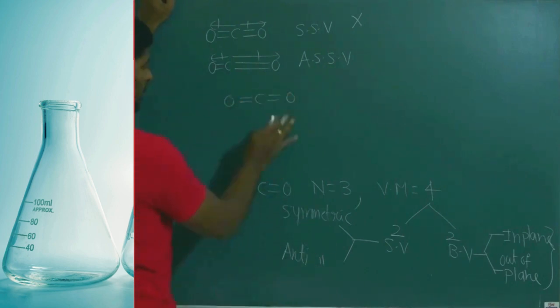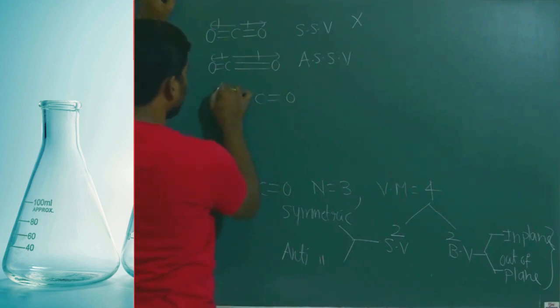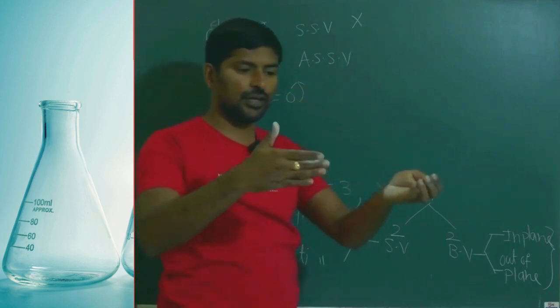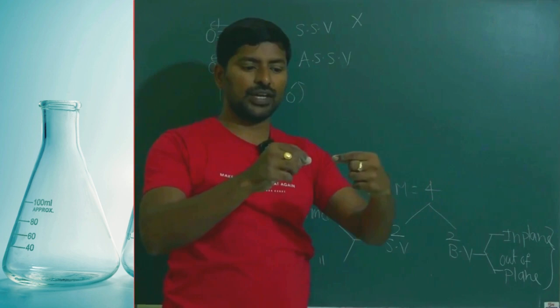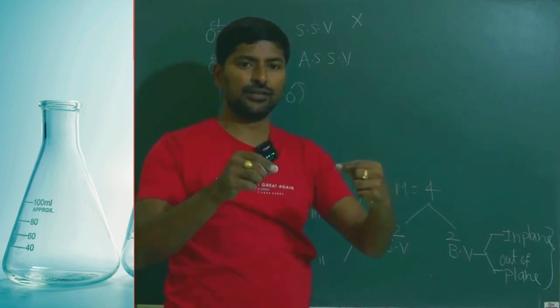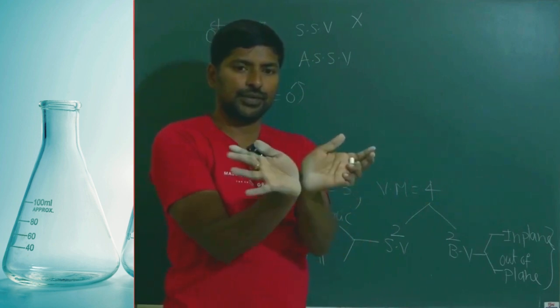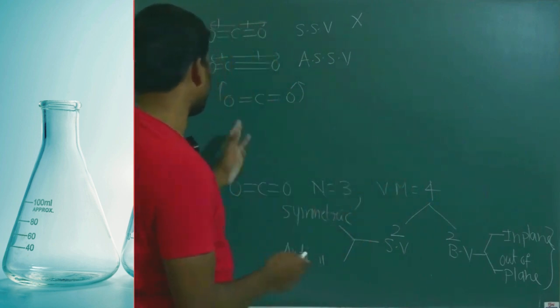In plane bending: on this blackboard itself, the two bonds are undergoing bending like this. Here we have CO2, and they are undergoing bending like this. That is called in plane bending.